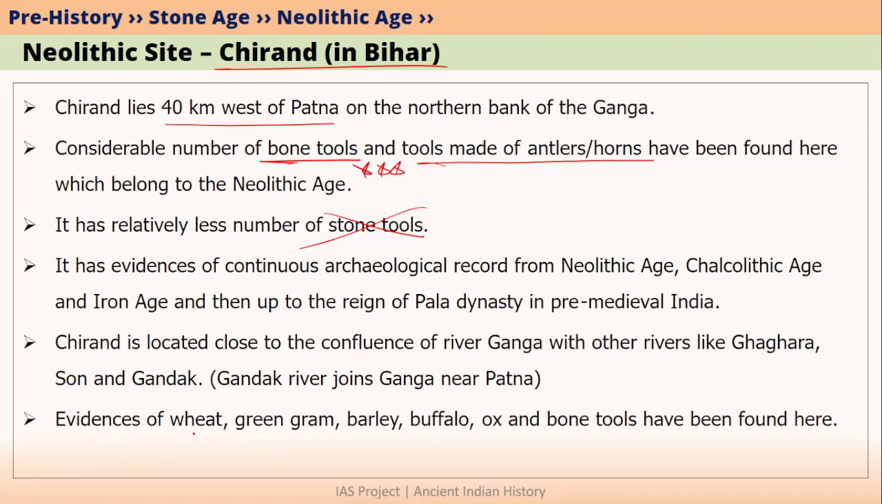In Chirand, we also have evidence of wheat, green gram, which means moong dal, barley, buffalo and ox bones and other bone tools.